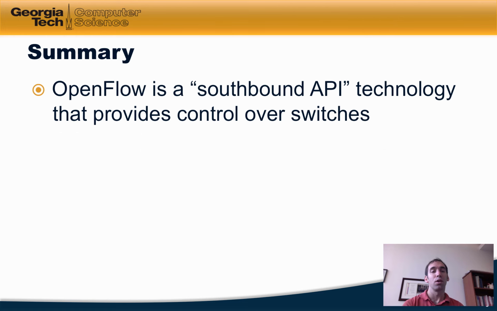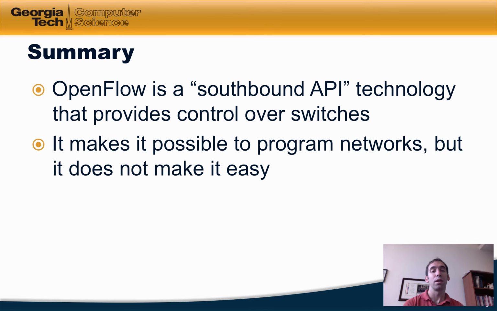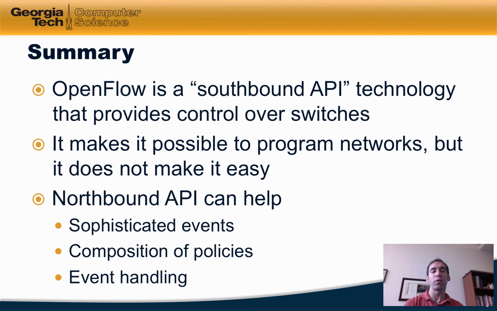In summary, OpenFlow is a southbound API technology that provides control over switches. It makes it possible to program networks, but it doesn't make it easy. A Northbound API can help. It can allow network operators and programmers to handle sophisticated events, to compose policies, and to write policies that respond to specific events that may happen in the network. In the rest of the module, we will look at various programming languages and applications built on top of OpenFlow controllers that make these types of applications easier.